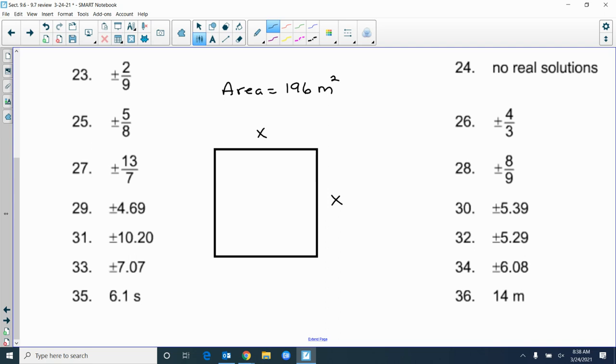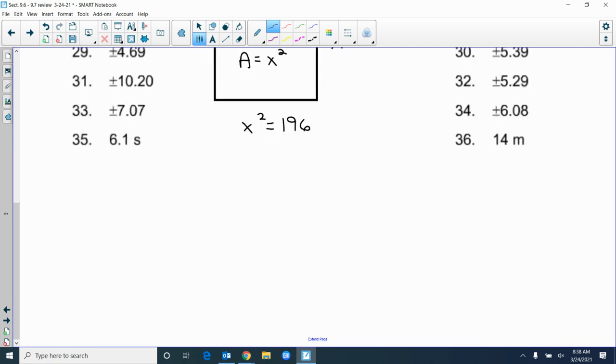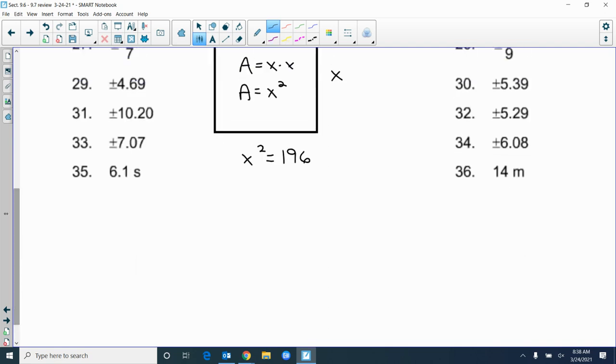A square is the same, except both sides are the same. So they just have that picture there. They labeled each side x. The area of this has to be x times x, which is x squared. So we're going to kind of go backwards. I don't know the size, but I know the area. So I can say x squared equals 196.